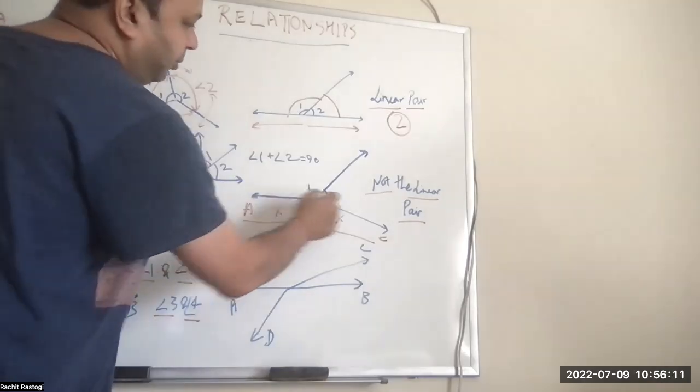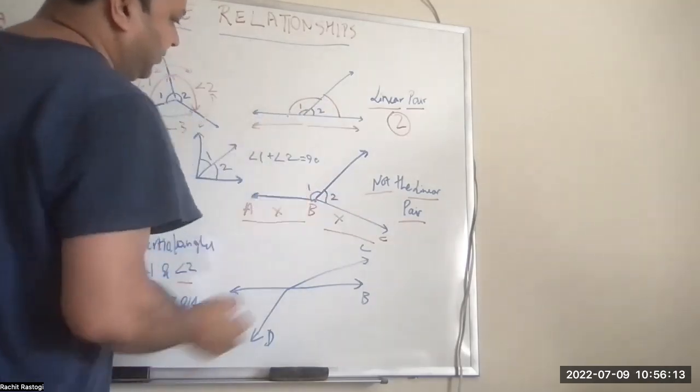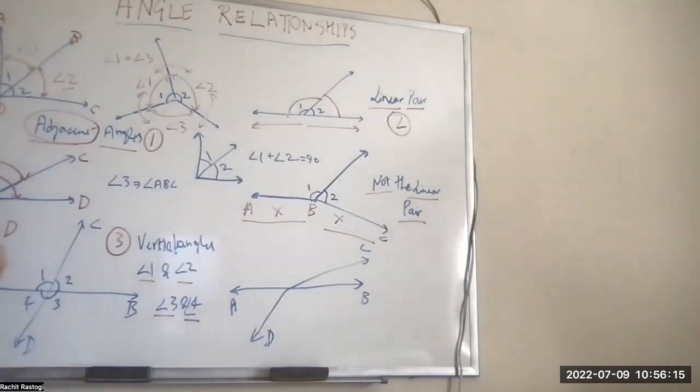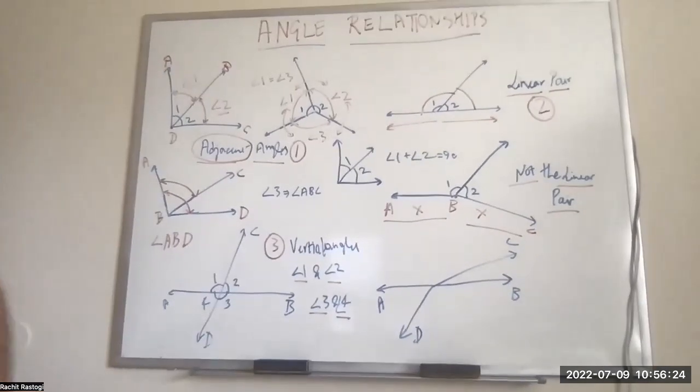This has to be an opposite ray like this one, then only it can be the linear pair. So this is an example where it is not the linear pair. Okay. Now let's talk about the other concept.